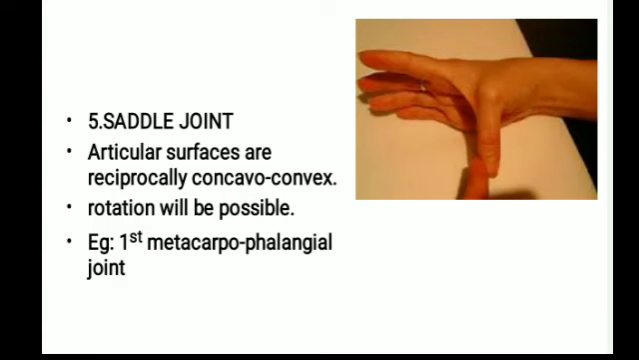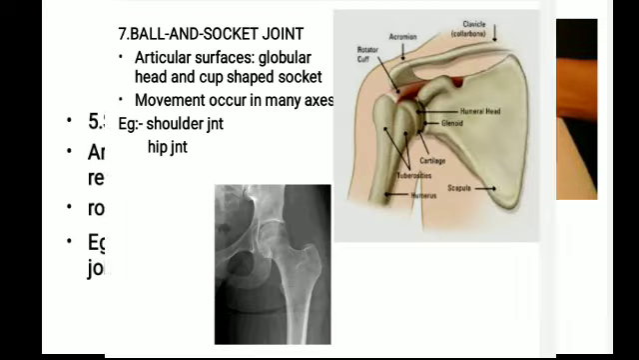Next variety is the saddle joint. Structurally this is almost similar to the condylar joint, but the difference is that here the articular surfaces are reciprocally concave and convex. And another important point to remember here is that rotatory movement will be possible in a saddle joint. This was not possible in a condylar joint. The example for this saddle joint is the first carpometacarpal joint.